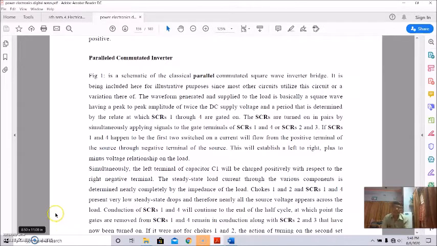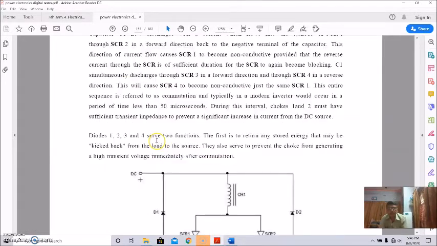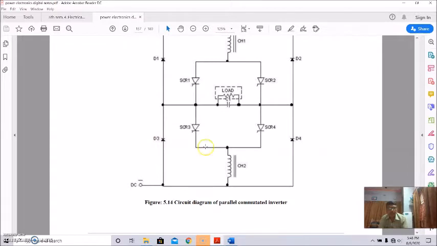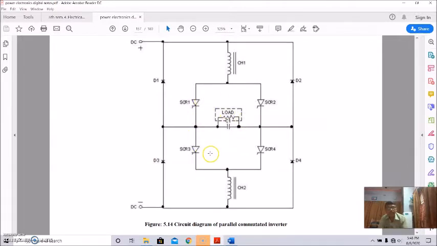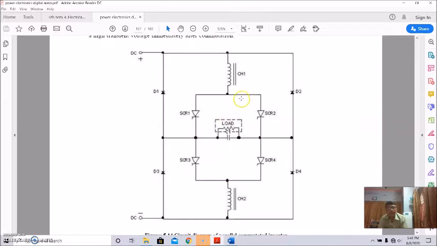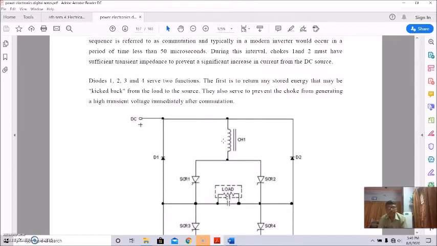Basically, this figure shows a schematic of the parallel commutated inverter. So this is the figure, and see, these are the 4 thyristors, this is the load, in parallel with this is the capacitor, and this is choke 1, this is choke 2. Basically this is the DC supply input, and this is the output where the load is being connected.